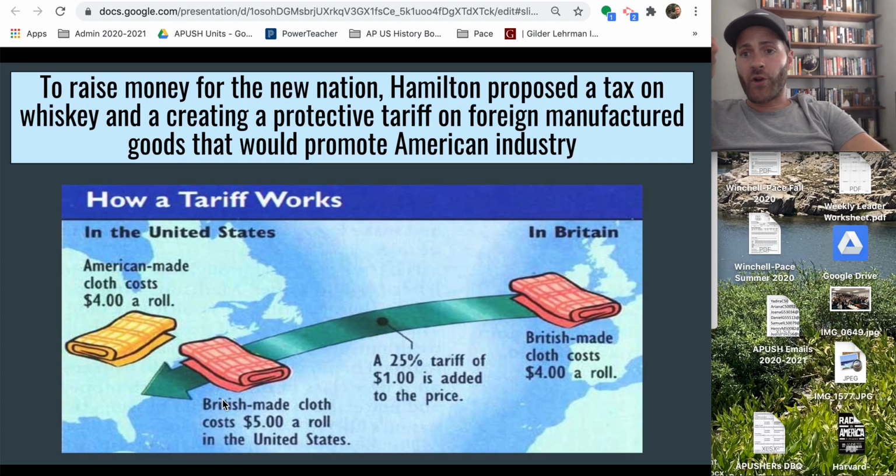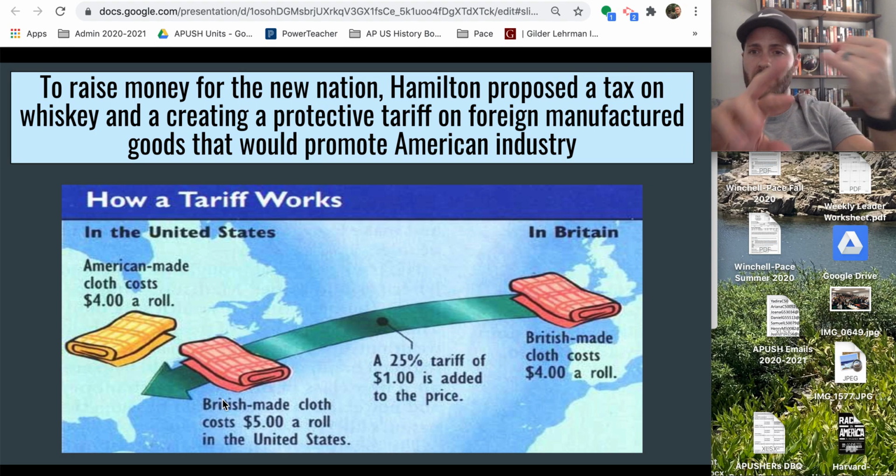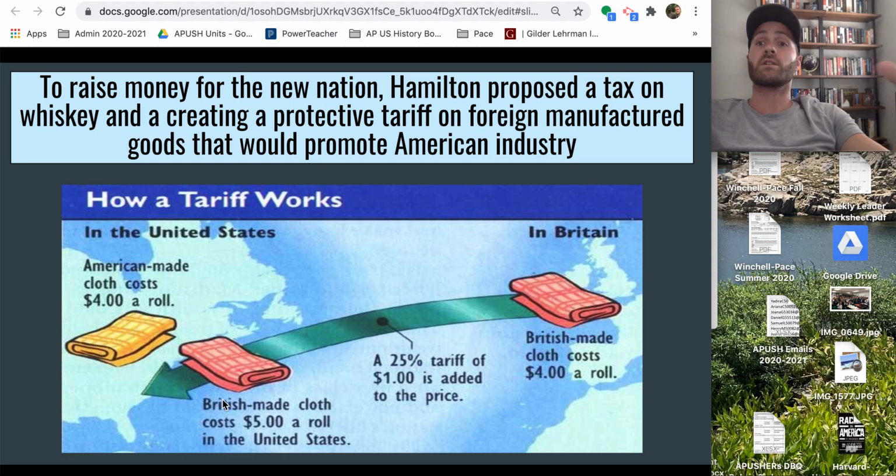Cool. So the third piece of his financial plan, the first was the assumption of state debts. The second was the bank. The third is, how's the government going to make more money so the government can actually pay off these debts and have money to even put in that bank we just created? And this is twofold. It's a tax and a tariff. Now, there's going to be a tax on whiskey, an excise tax, which means the producer pays the tax on the good. So there's going to be a whiskey tax, pretty straightforward.